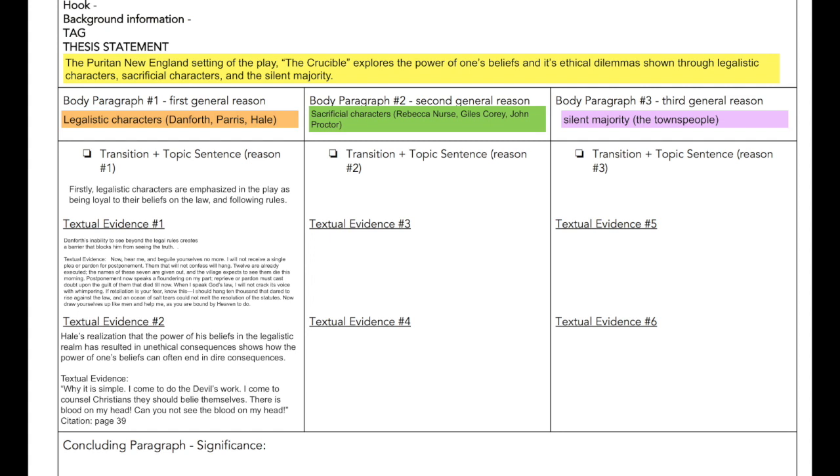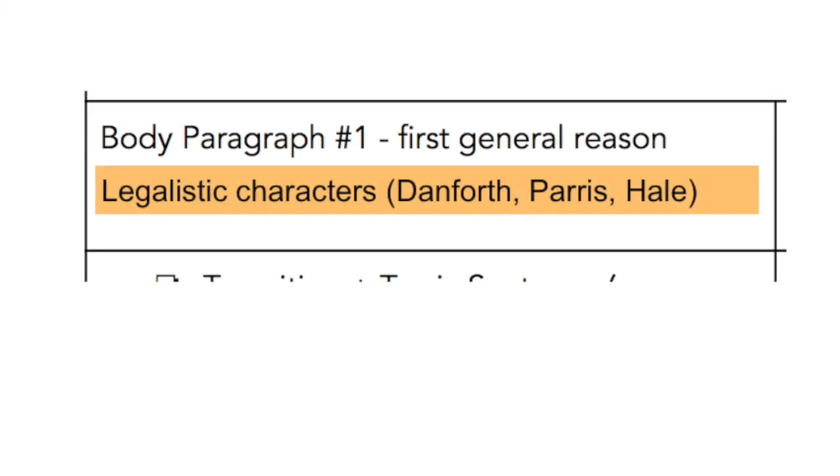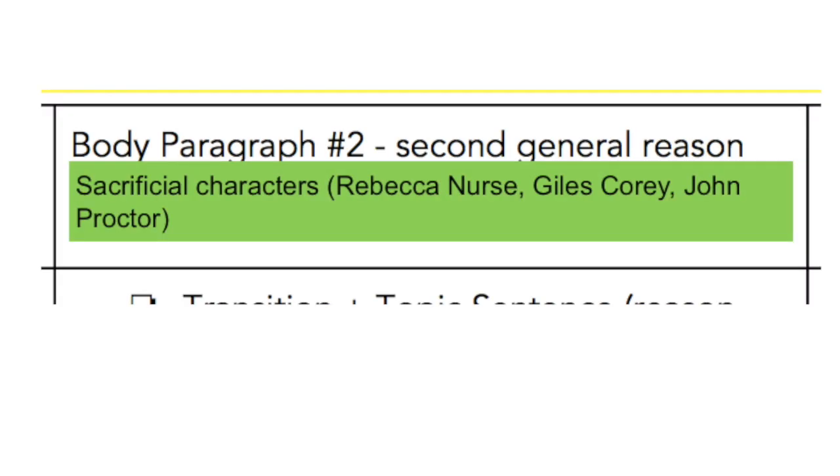If you look at my sample thesis statement on the sample prompt, which is not one of the choices you can choose from, but remember this is the sample prompt that I wrote a thesis statement on, and you guys wrote notes on it in your interactive journals, you will notice that I had 3 reasons: the legalistic characters, sacrificial characters, and the silent majority. So I've placed these 3 general reasons in the 3 boxes on my outline.